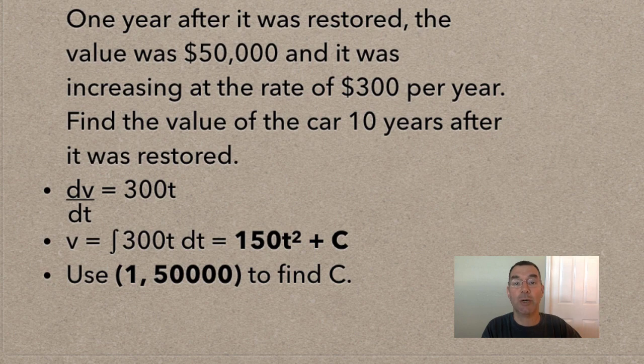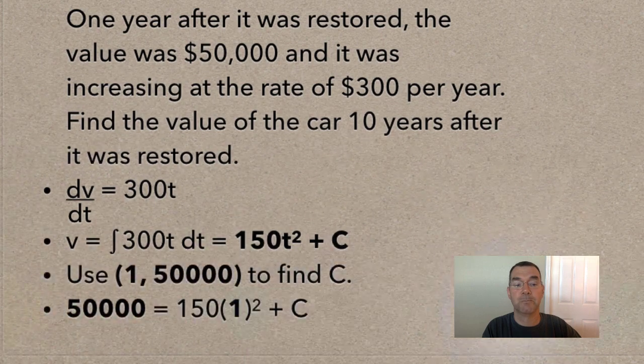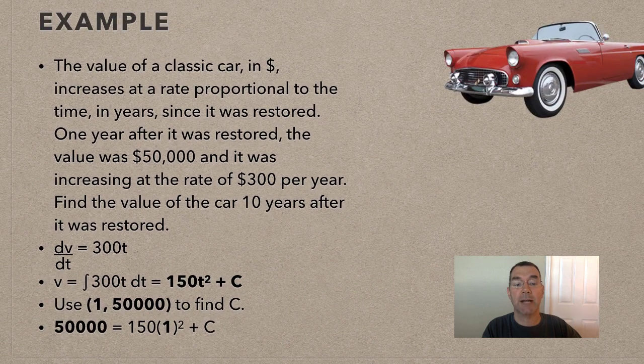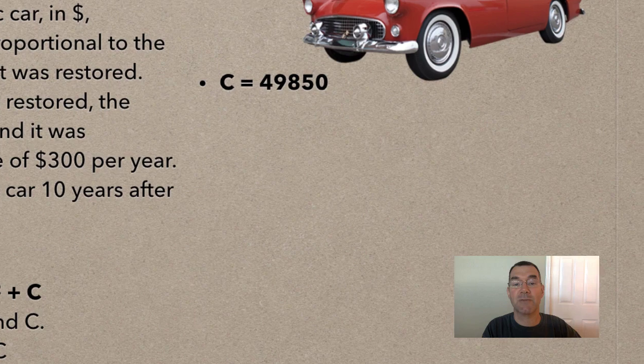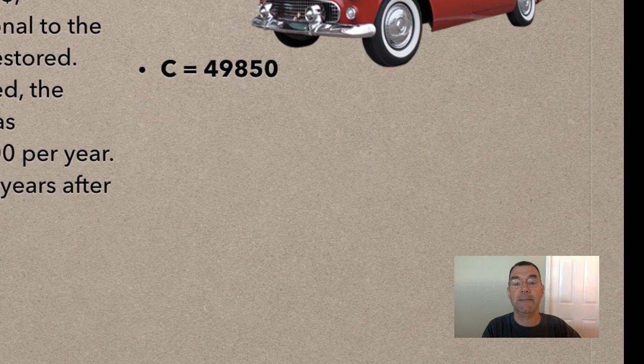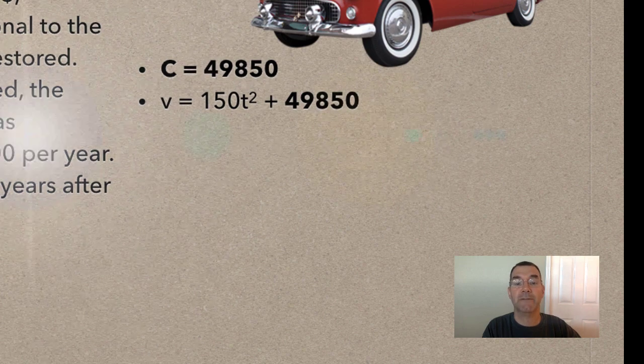To do that, I'm going to use the fact that after 1 year, it was worth $50,000. So at time 1, the value was $50,000. All right, so if I replace those and I solve for c, I get that c is 49,850. So my actual equation is v equals 150 times t squared plus 49,850.